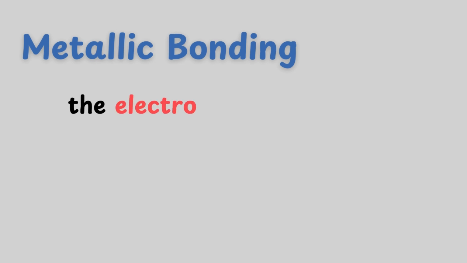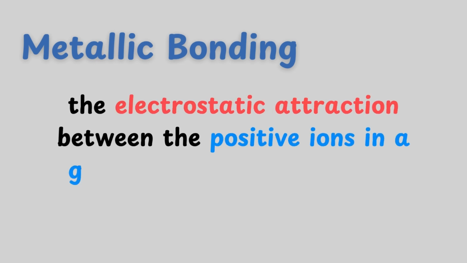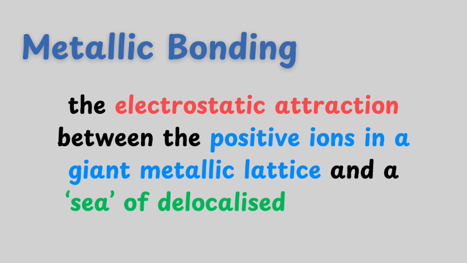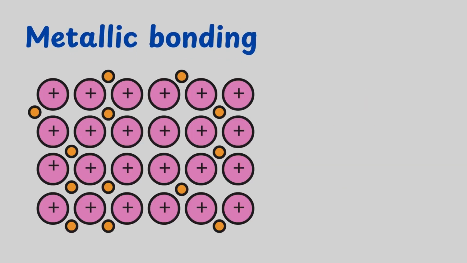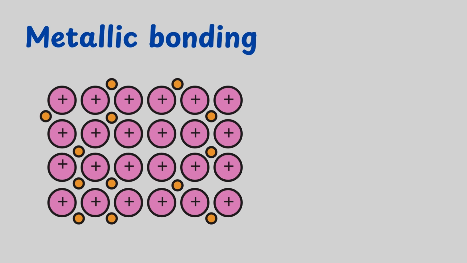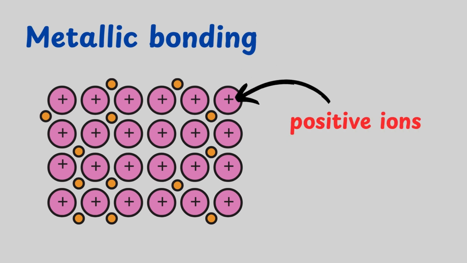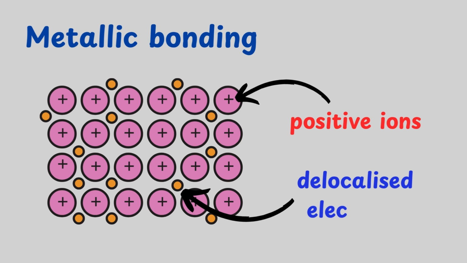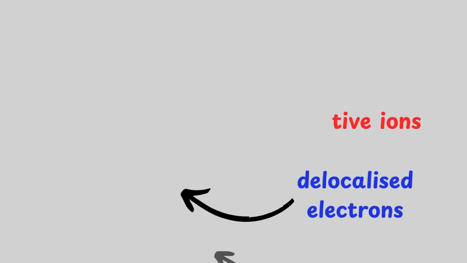Metallic bonding is the electrostatic attraction between the positive ions in a giant metallic lattice and a sea of delocalized electrons. Visually, this is what metallic bonding looks like. The pink circles are the positive metal ions, and the yellow circles are delocalized electrons that move through the structure. The positive ions are arranged in layers on top of each other.